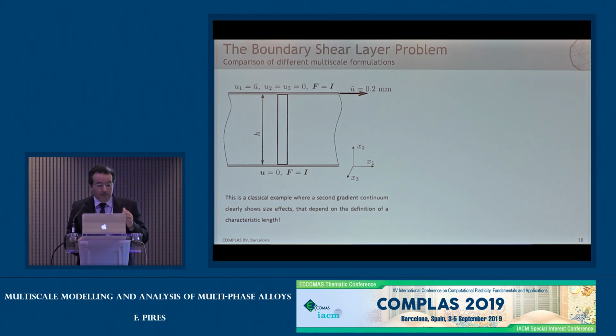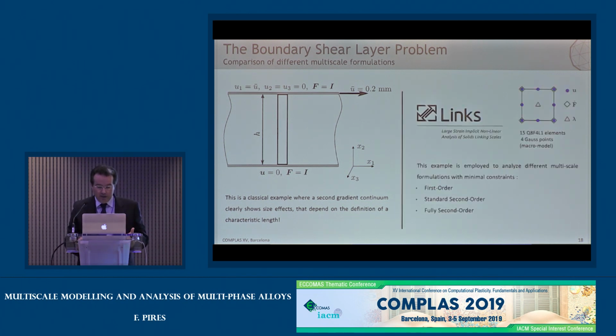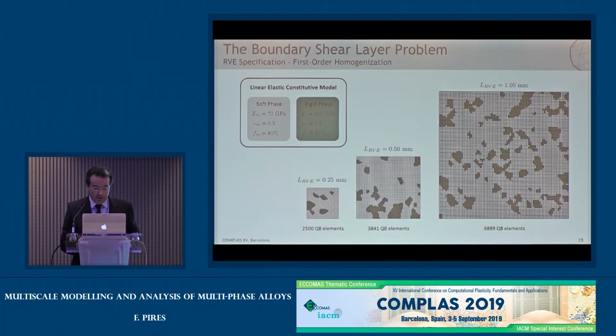Due to that infinite length in the other two directions, the finite element model can assume just a plane strain strip of elements with periodicity enforced on the degrees of freedom of both sides, and the results only change in the direction x2. So what I'll try to show is what results we obtain when we use a first order, a standard second order, and a fully second-order formulation.